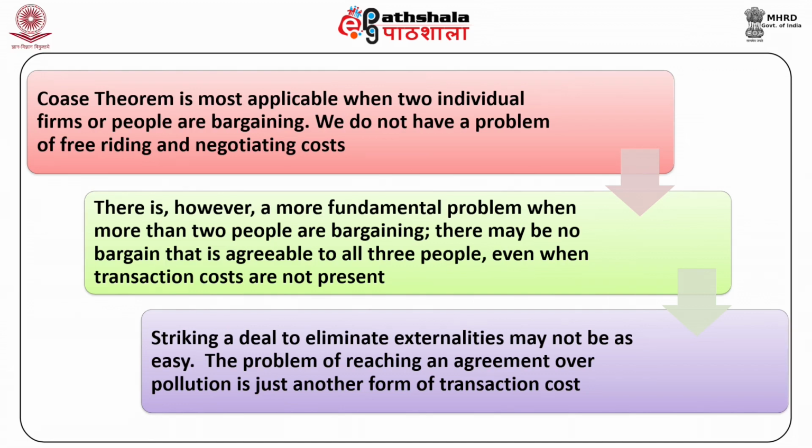There is, however, a more fundamental problem when more than two people are bargaining. There may be no bargain that is agreeable to all three people, even when transaction costs are not present. Striking a deal to eliminate externalities may not be as easy. The problem of reaching agreement over pollution is just another form of transaction cost. Difficulties in reaching agreement must be considered while applying Coase theorem to real-world problems.